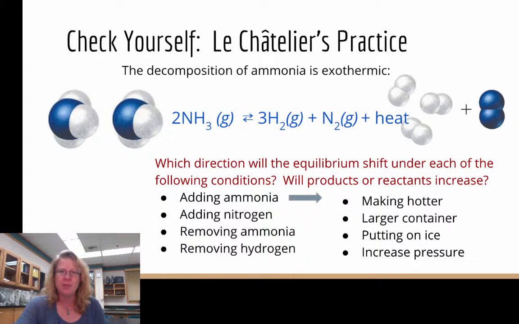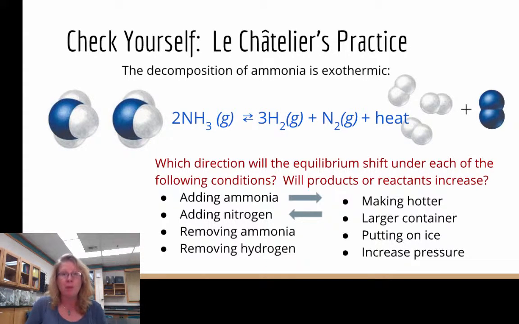How about if we add nitrogen? Adding nitrogen is adding on the right side, so it's going to shift that direction. So it's going to shift to the left. And if we shift it to the left, that means in the end, we're going to increase the amount of ammonia that's present. We're going to decrease the amount of nitrogen and hydrogen that were present in that container at the end. By the time it re-achieves equilibrium, we're going to have shifted over to that side.